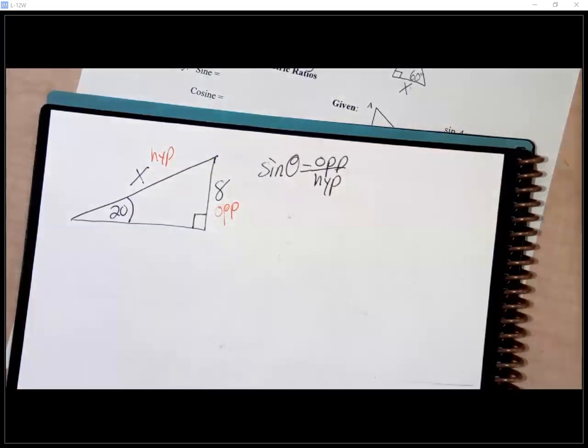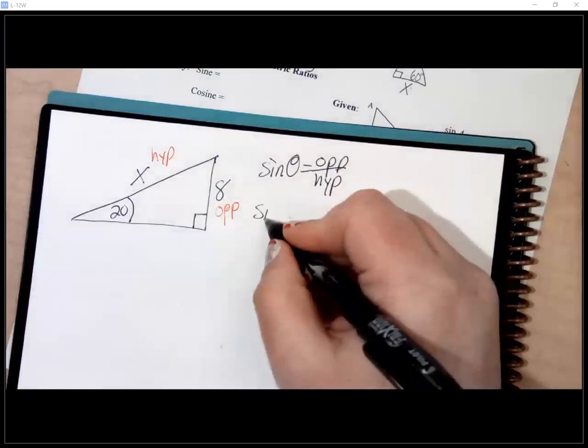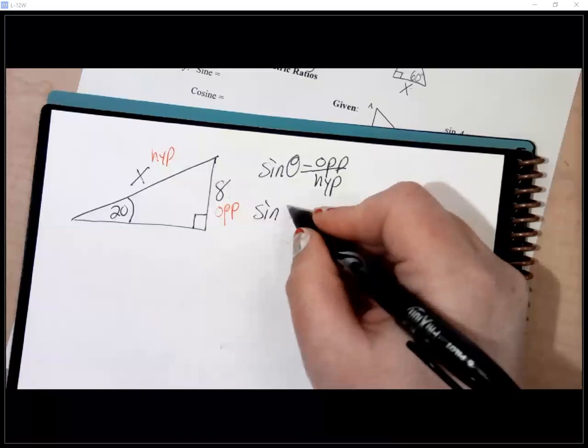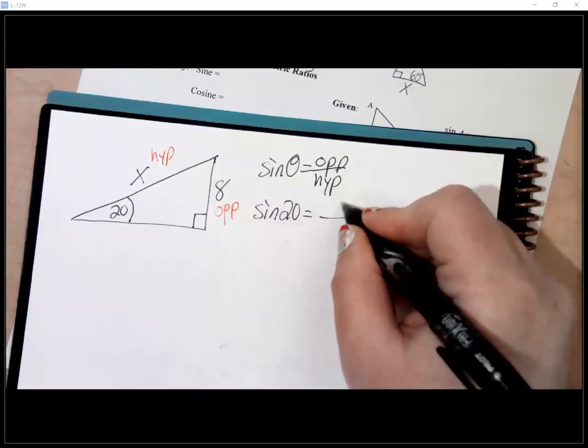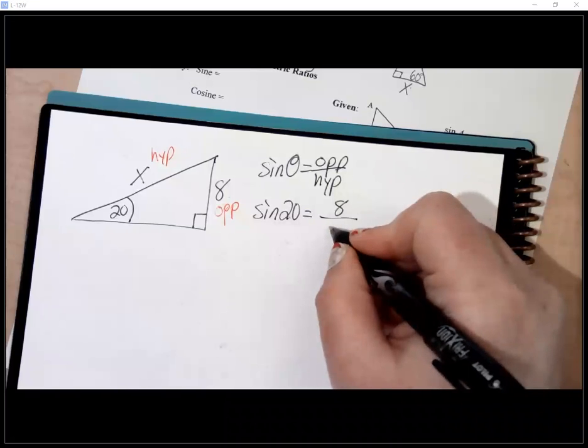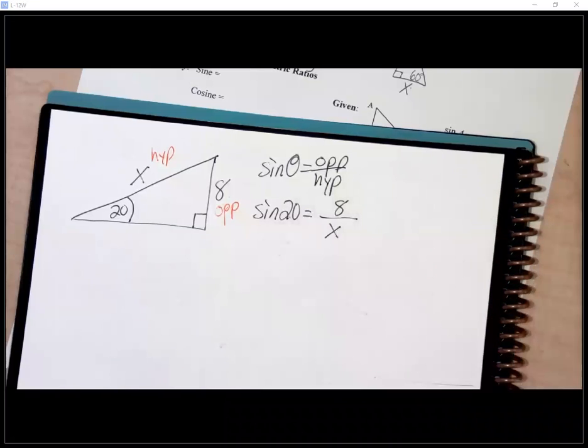Now I can fill in the pieces and solve. My missing angle, I know it's not missing. I know what it is. It's 20. The opposite side is 8 and the hypotenuse is x. Are you with me so far? Now, I can't just do sine of 20 times 8 on my calculator. That's not the same thing at all, is it?